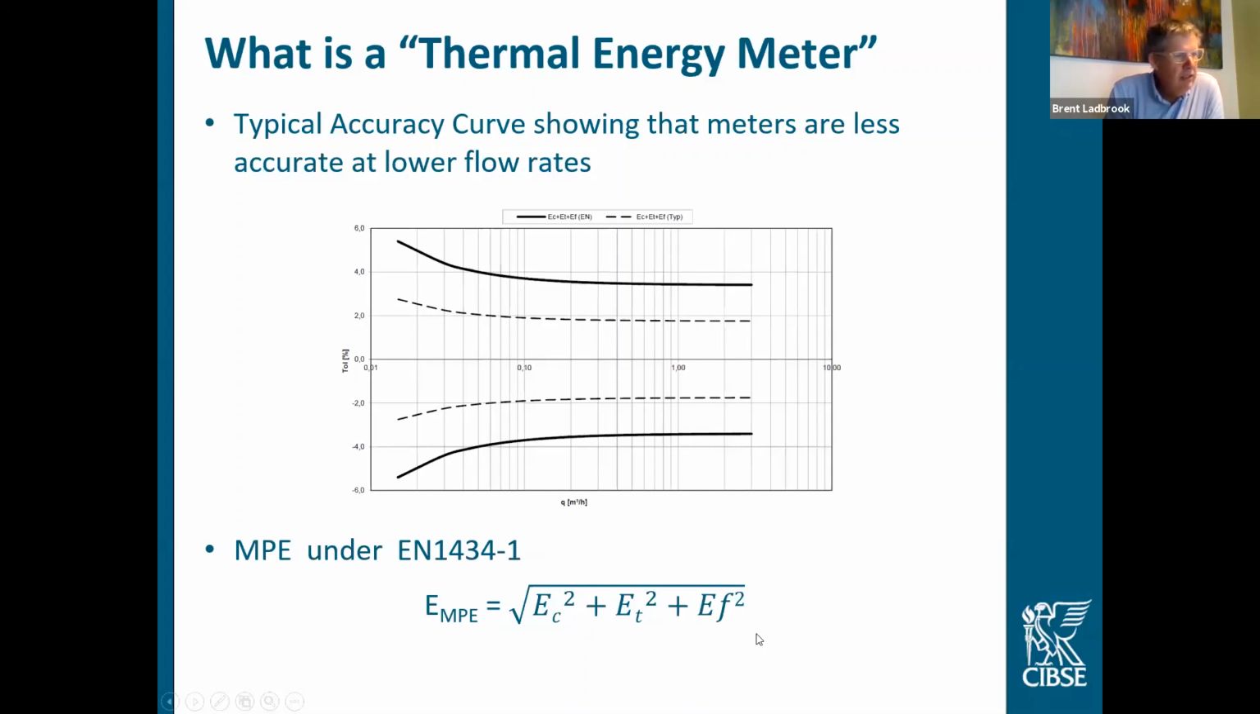If we look at this equation here, our maximum permissible error under the European standards is the error of the calculator squared plus the error of the temperature probe pair squared plus the error of the flow sensor squared. There's no reason why that's a large F, that's just a typo. We add those together and we square root that number, and that gives us our maximum permissible error.